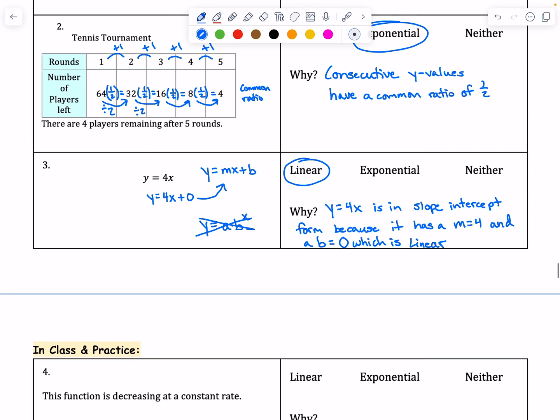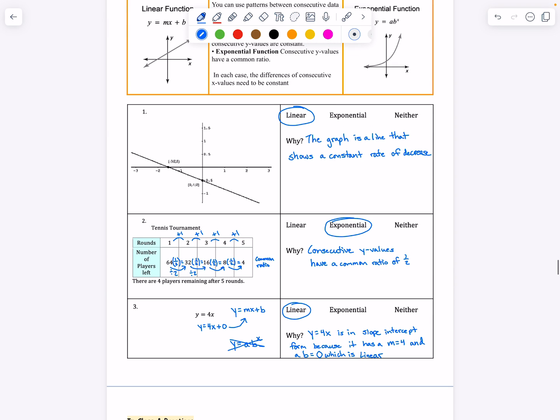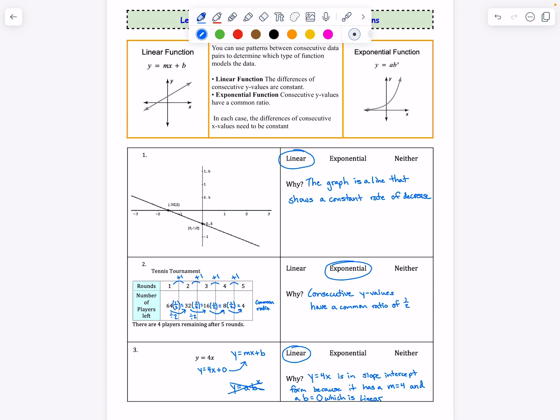Okay, so that's just a few examples of how to determine from a graph, a table, or an equation, is it linear or exponential or neither.